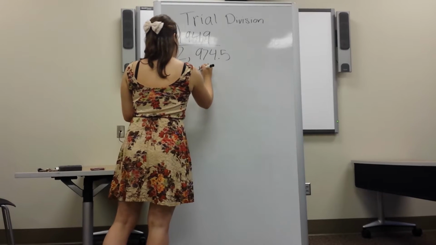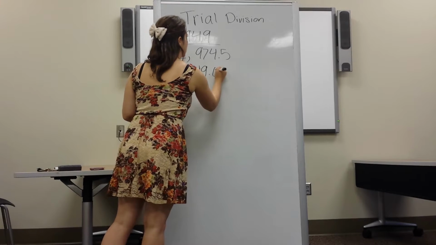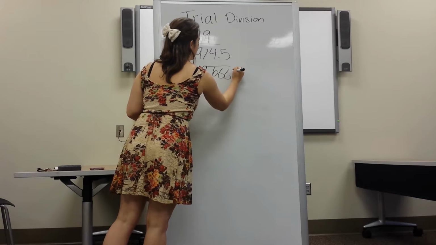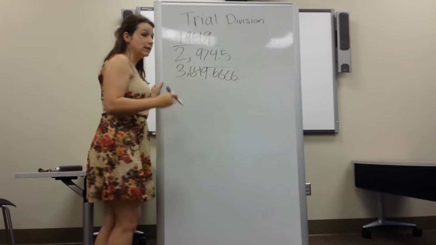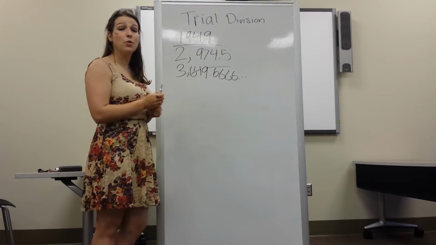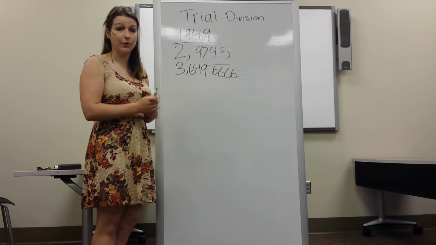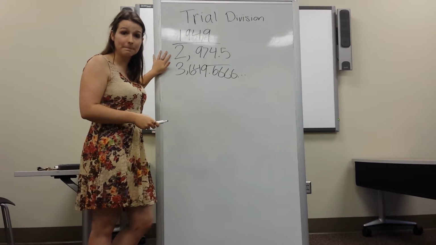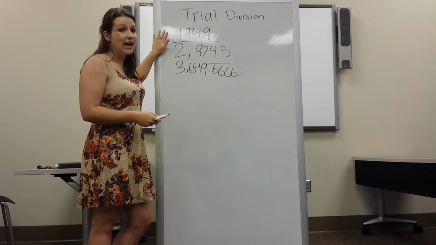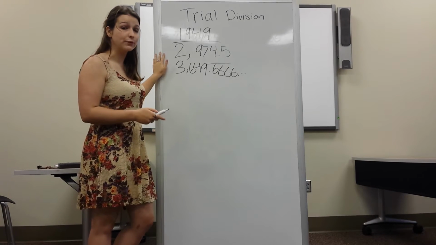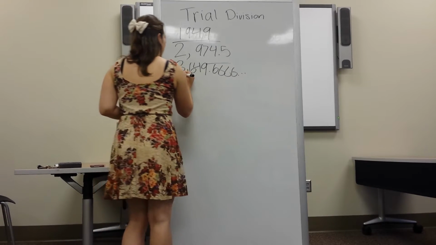All right, if we divide 3 into 1949, we get 649.6, repeating forever and ever. Now it might be your natural inclination to try 4 next, but we're not going to try 4 because 4 is a composite number that is built from 2, which is a prime number. We know if this prime number isn't going to go into 1949, neither will any of the composite numbers that build from 2. So we can move straight on to our next prime number, which is 5.